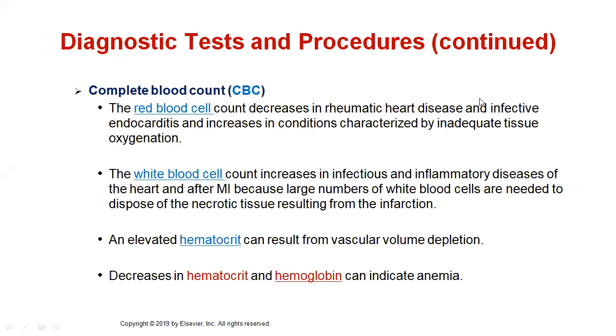So in case the patient has any heart disease like inflammatory disease or rheumatic heart disease, we have to go for a complete blood count. Complete blood count includes the red blood cell count, white blood cell count, hematocrit, hemoglobin, ESR or erythrocyte sedimentation rate, all are included.